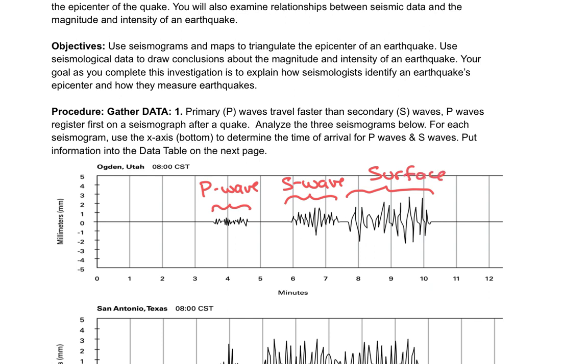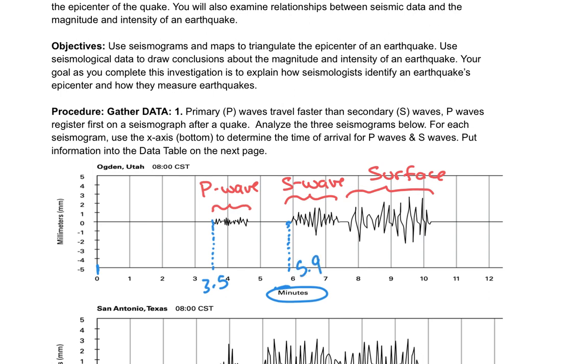We can find the time of arrival by using the x-axis, which is giving us minutes. So at 0, this would be the moment the earthquake happened. And then we find the beginning of the P wave and follow that down. It looks like about 3.5 minutes. And then we find the beginning of the S wave. It looks like that is just before the 6-minute mark. Bring that down, so we're going to call that one 5.9 minutes.